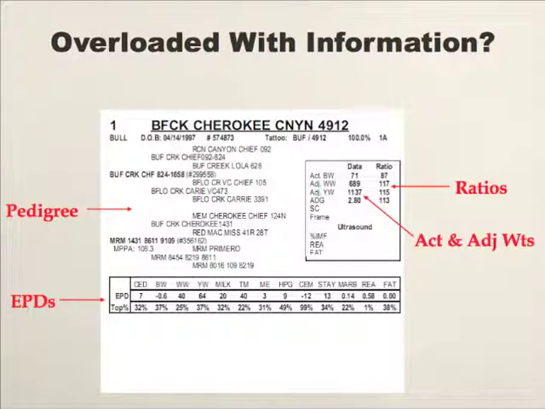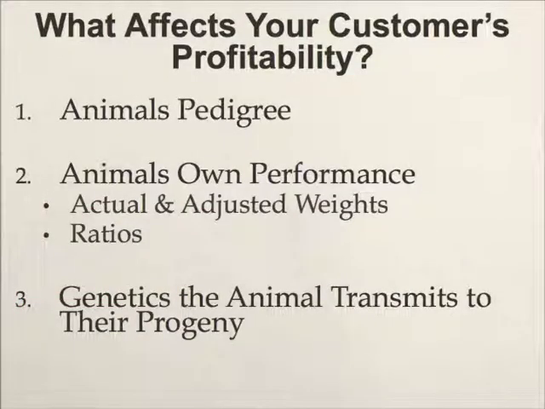We overload our commercial producers with information. Most of the commercial producers see all this information, and there's a lot of them that say, well, this is too much. They just chunk the catalog and they go out and look at the bulls. A better strategy, though, is to identify the information that is presented in the sale catalog and identify which information is going to increase or enhance the profitability of those commercial operations.